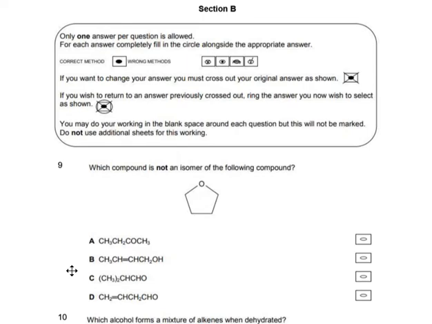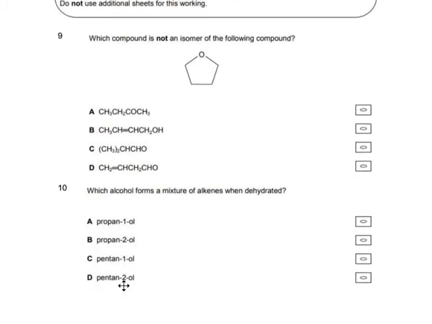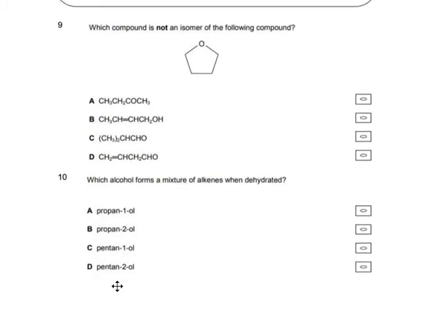Okay, so we're going to go through the multiple choice part of test D. So there we have the first question. It says, which compound is not an isomer of the following compound? So when we're looking at this, what we're really trying to do is make sure that we can work out the molecular formula. So for this compound we would have C4, 4 carbons, 8 hydrogens and an oxygen.